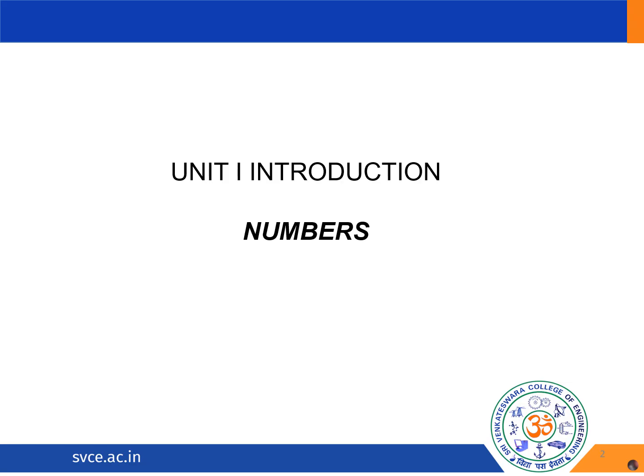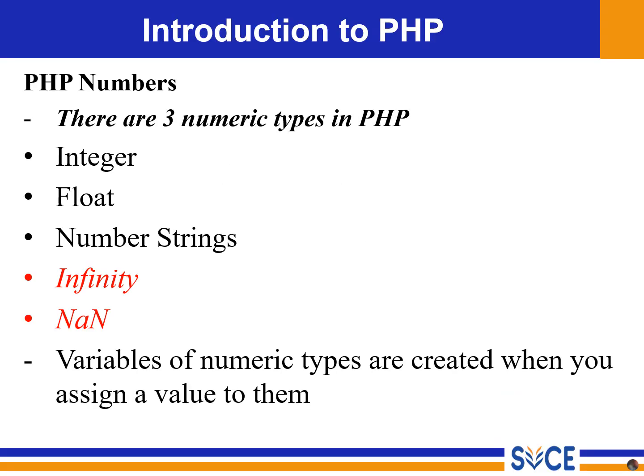In this video lecture, we will discuss the numbers like integers, float, and number strings in PHP. In PHP, there are three main numeric types used. They are integer, float, and number strings. Additionally, two more number types are used. They are infinity and NaN, which means not a number.